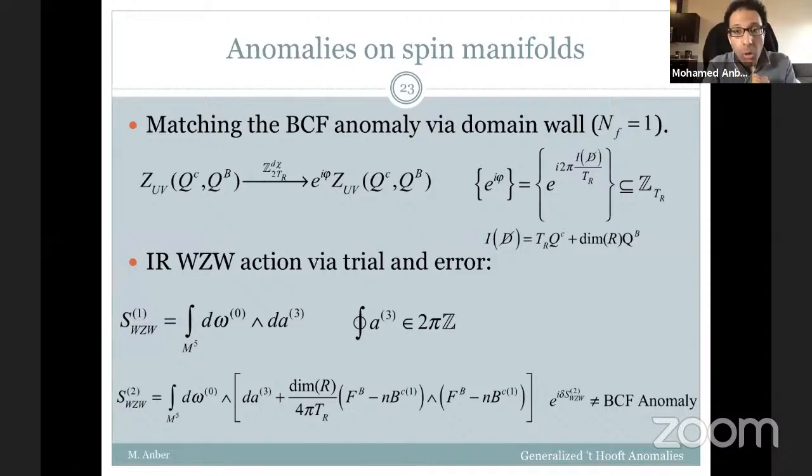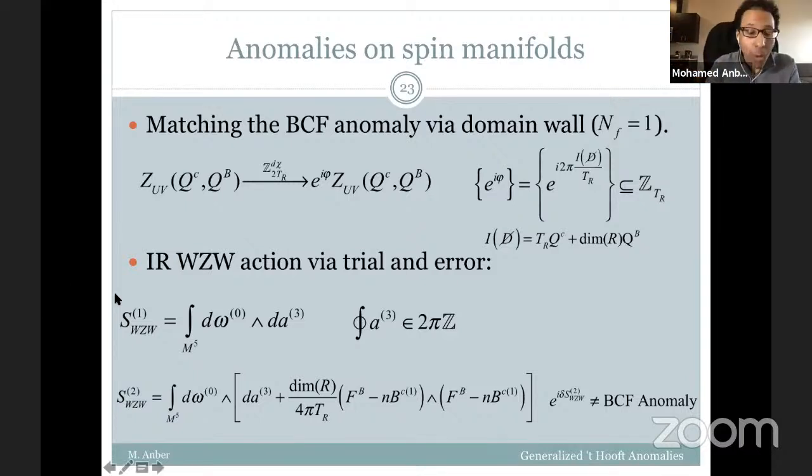Sorry. Now, because these vacua form, we should also include that there have to be domain walls that interpolate between these different vacua. So in this regard, it would be very nice to propose the Wess-Zumino-Witten action that will actually match the anomaly in the IR. Basically, I'm going to write down this Wess-Zumino-Witten action using trial and error.